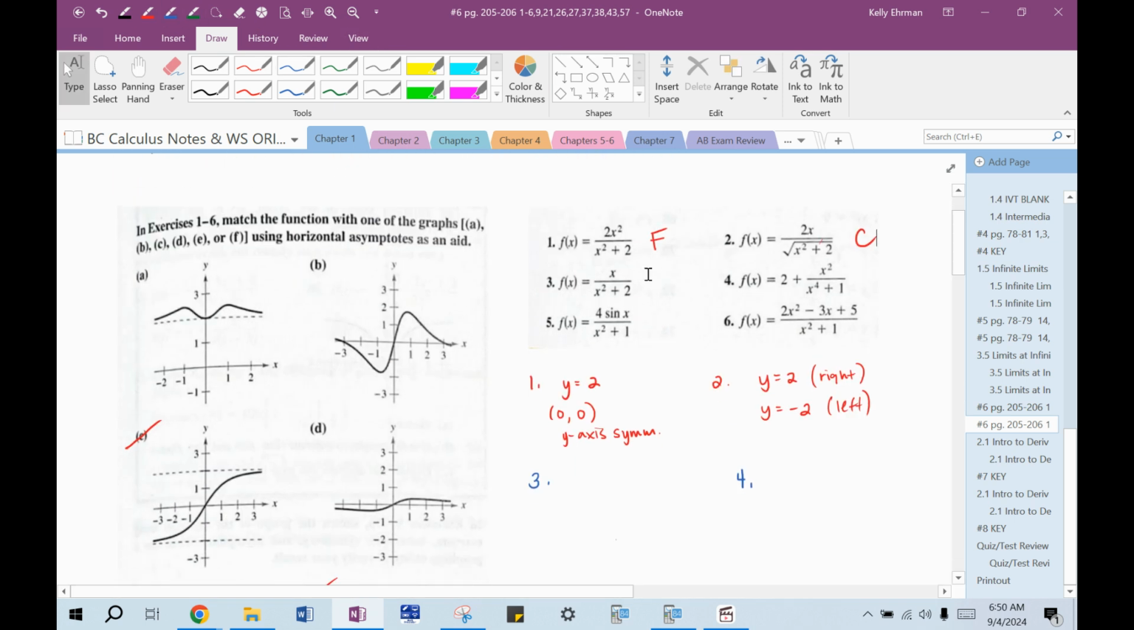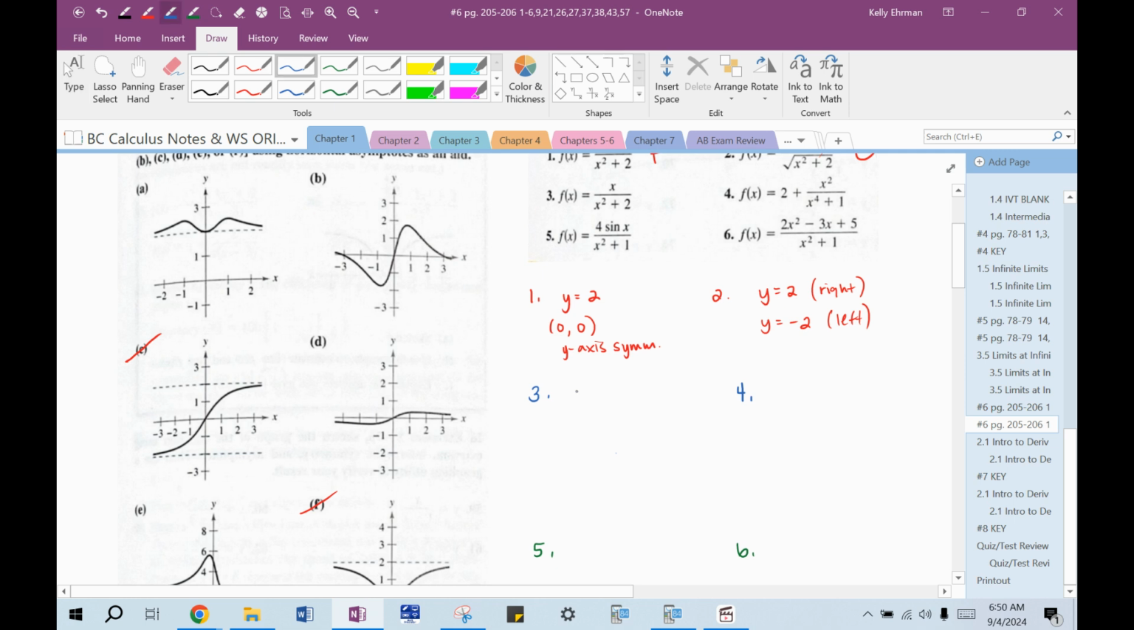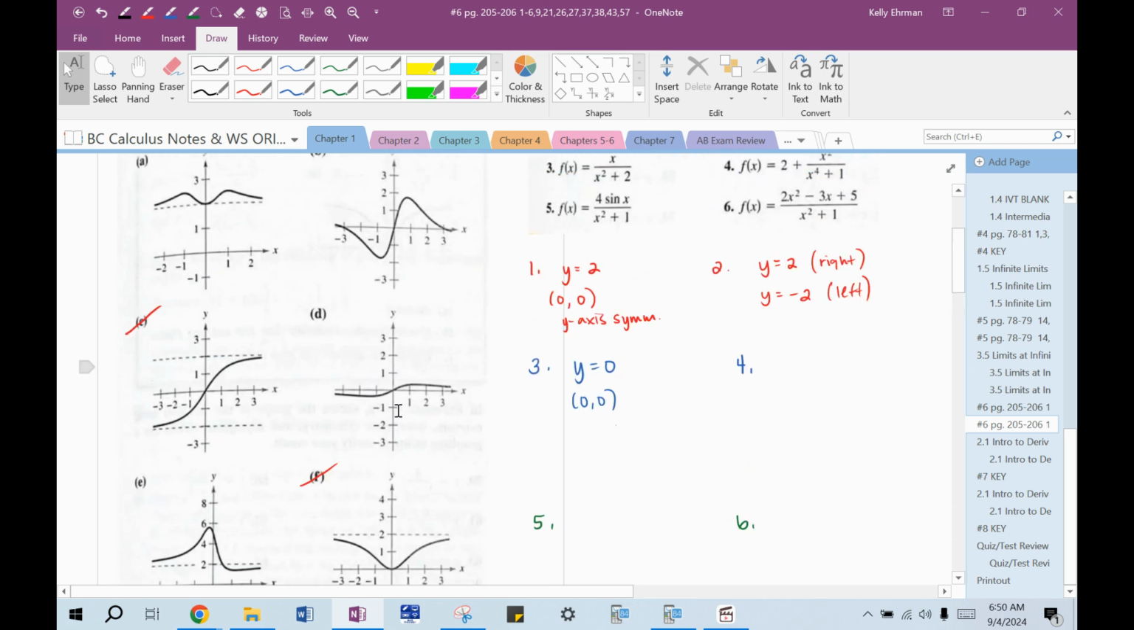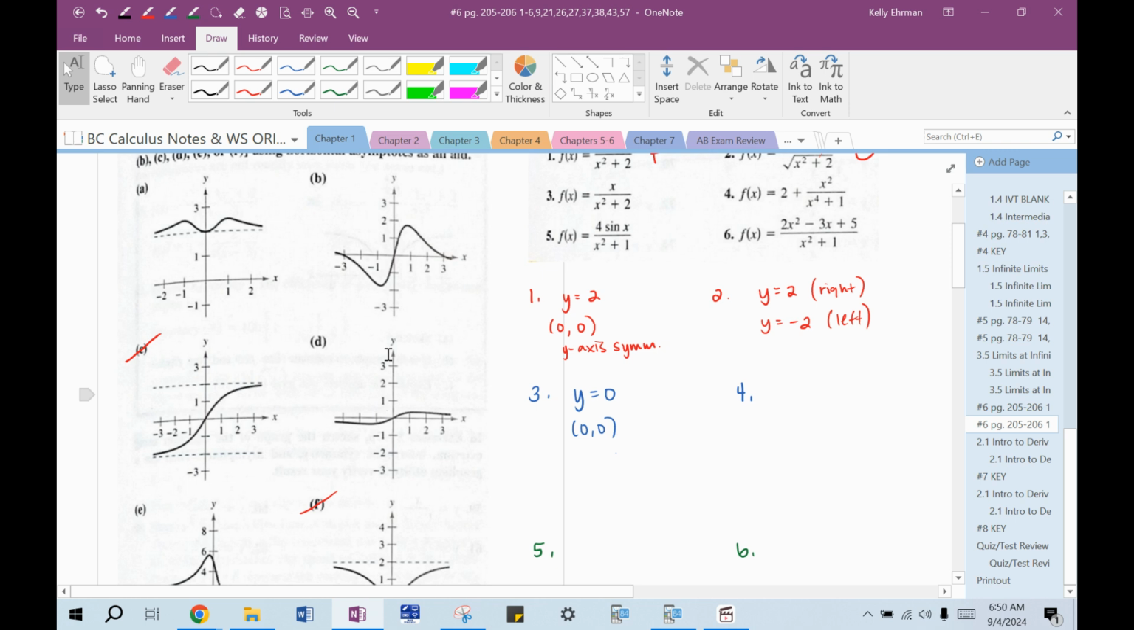All right, let's see. Number 3, there is a horizontal asymptote at 0, passing through the point 0, 0. So let's look at that. So here's graph B fits that, graph D fits that. So we're deciding between B and D. And the big difference is what do you get when you plug in 1? So I'm going to plug in 1 and see if I get a fraction or something bigger than 1. So if I plug 1 into this, I get 1 over 1 squared plus 2. So that's going to fit graph D.